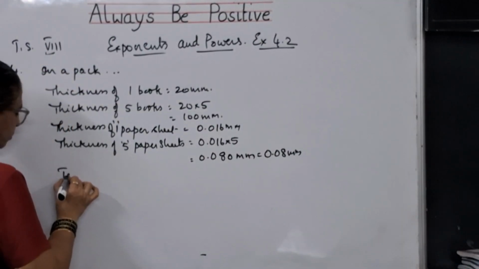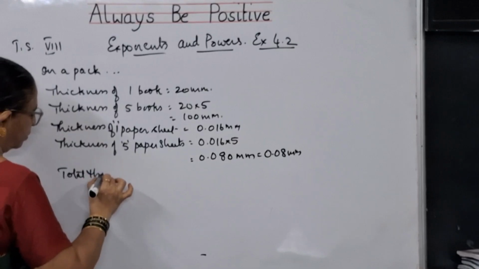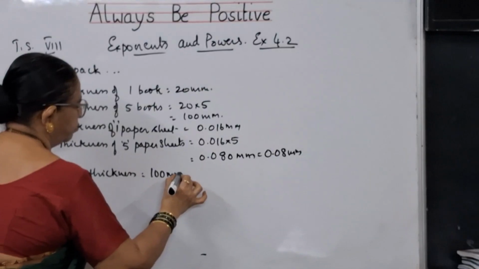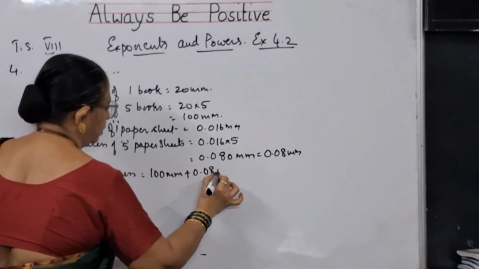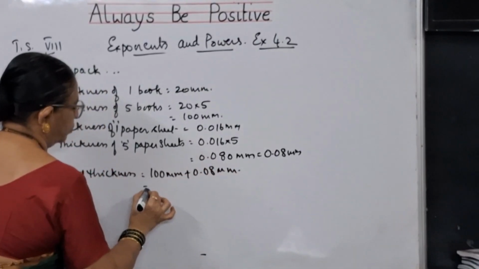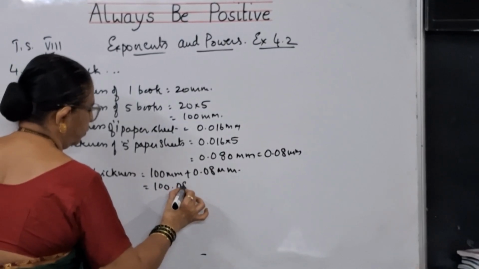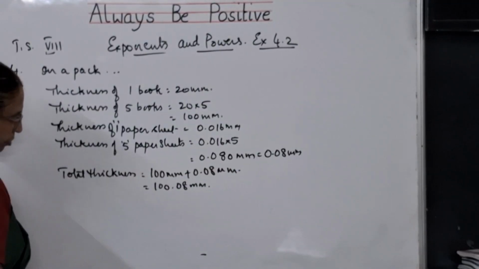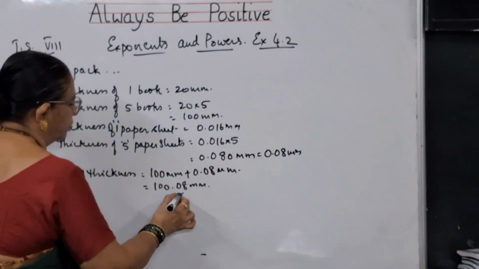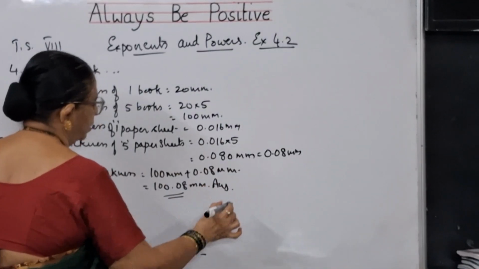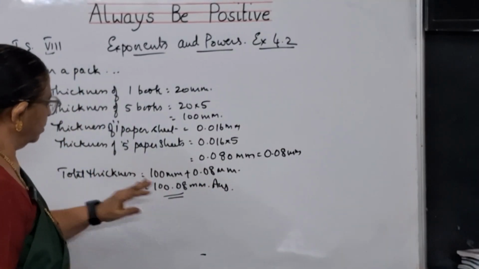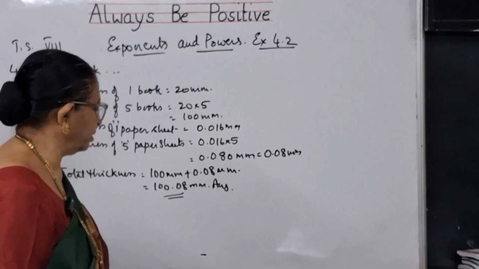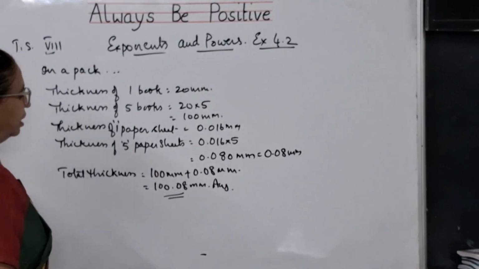So we need to find out the total thickness. Total thickness is 100 mm plus 0.08 mm. So totally 100.08 mm. 100.08 mm is the total thickness of this. This is the answer, children. You please copy it. Did they ask to write it in standard form? They have not asked in standard form.